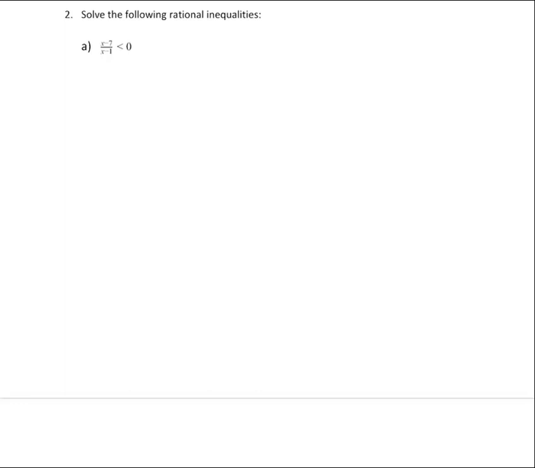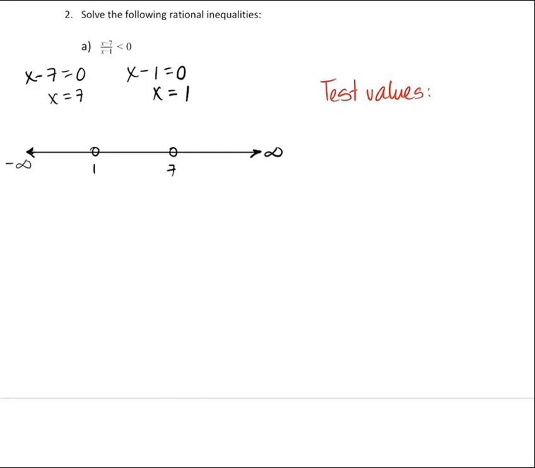First, we're going to set the numerator equal to 0 and solve. Since the fraction will be undefined wherever the denominator is 0, we will set the denominator equal to 0 and solve. Now we will test for these two values and divide the line into 3 intervals. Our test values will be 0, 2, and 8.